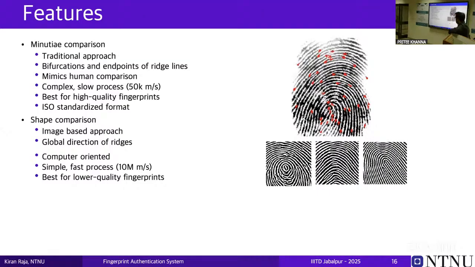And this is what has been documented in the ISO standardized format. And then comes the second one, shape comparison, which is an image-based approach and the direction of ridges. These are typically computer driven, and the process is quite fast compared to the first. Instead of minutia comparison, the second case is much easier, much faster, and it's also good for low quality comparison, right? Now, as soon as I start talking about shape comparison, this is image based, right?